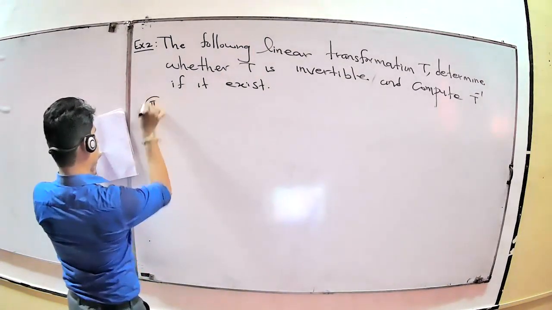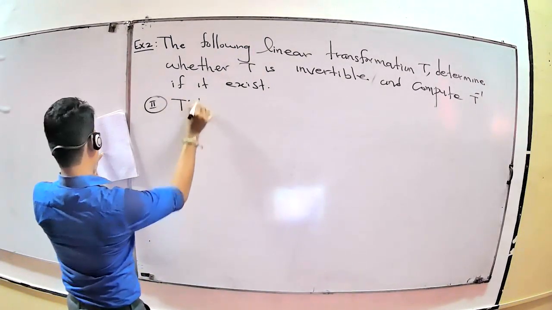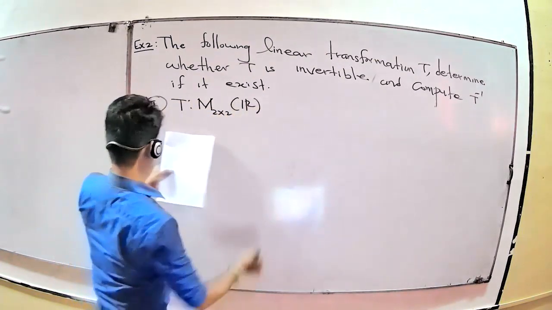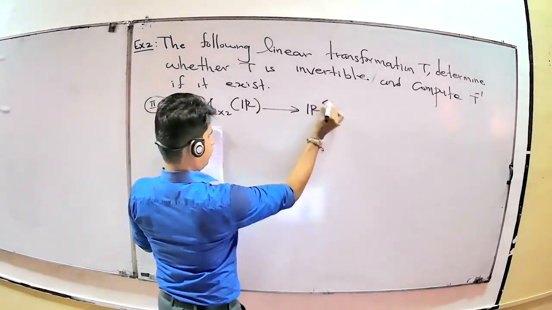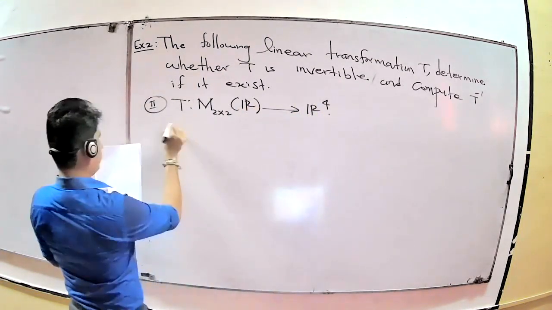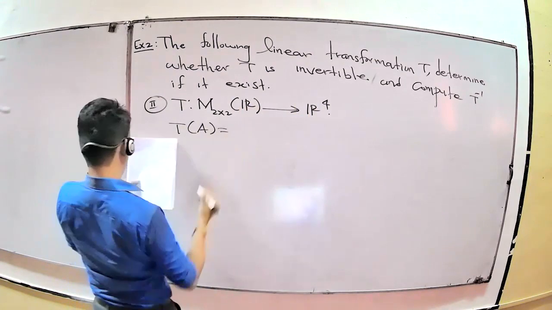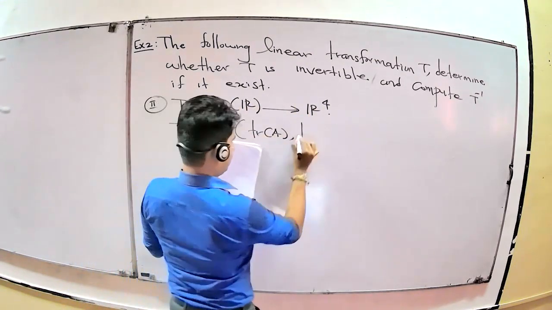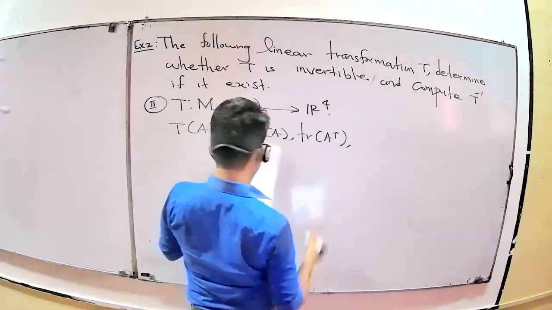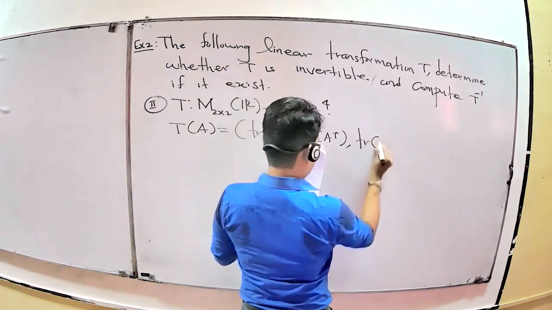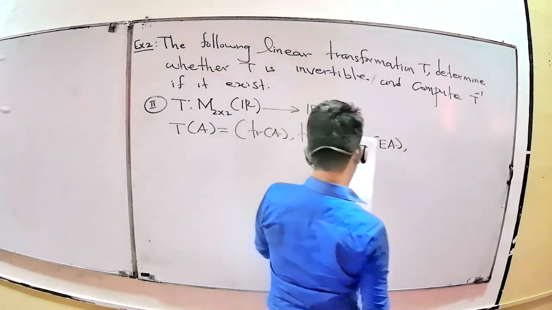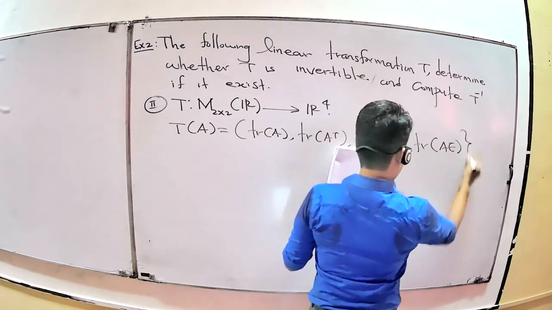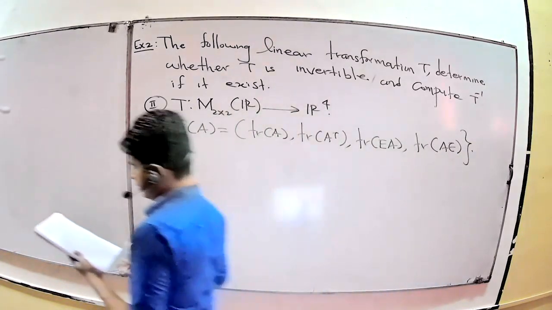You can do this question. T is a mapping from 2 cross 2 matrices over real numbers to R, defined by T of A equals trace of A transform, trace of elementary matrix EA, trace of AE. For this matrix, you want to find the T inverse.